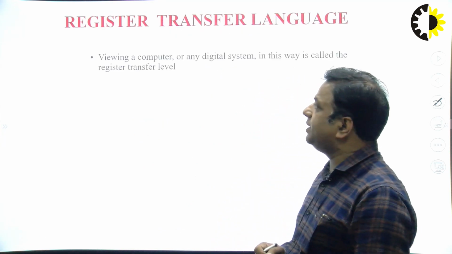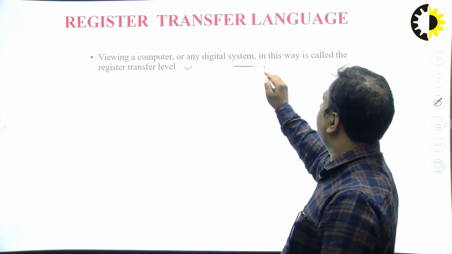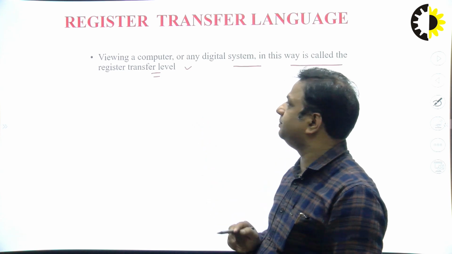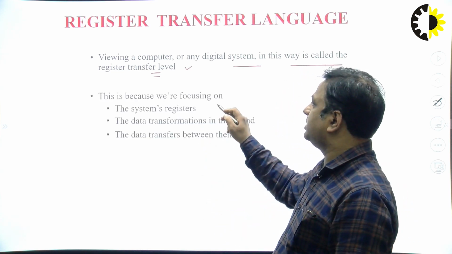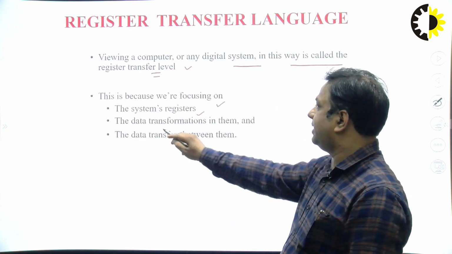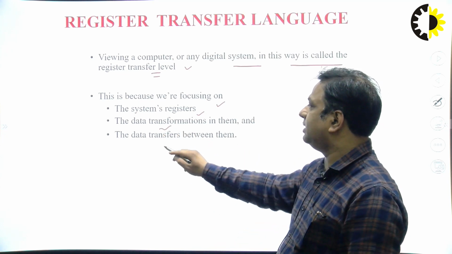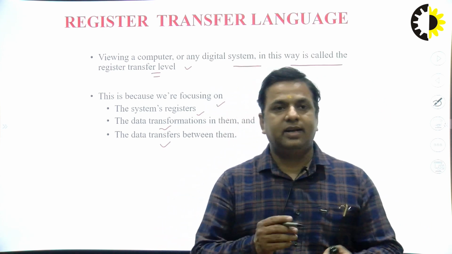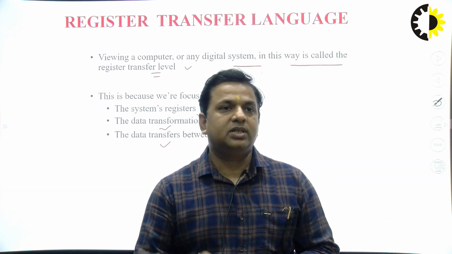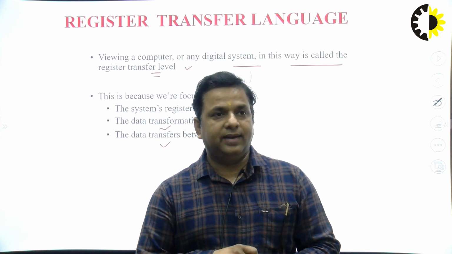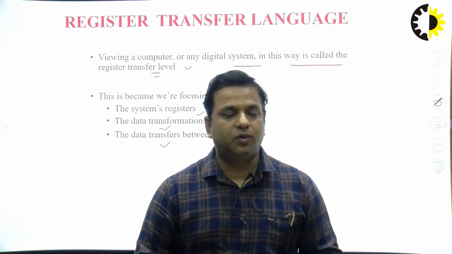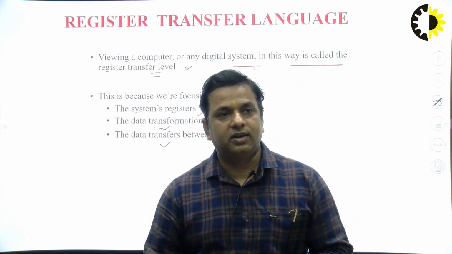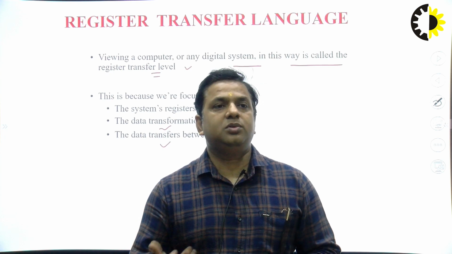So register transfer language: viewing a computer or any digital system in this way is called the register transfer level. This is because we are focusing on the system's registers, the data transformation in them, and the data transfer between them. Data transformation means how the data is going to be operated, what operation can be performed on the data, and how it is going to be transformed into a new form. Similarly, data transfer is how the data is going to transfer from one register to another register, or register to bus, or bus to register.